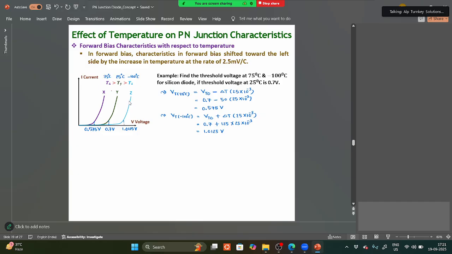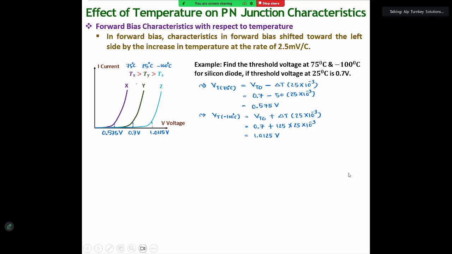Next we will see the effect of temperature in a PN junction diode. I told you there is an effect of temperature in forward bias condition, and in reverse bias condition also there is an effect of temperature. So we will discuss what this effect of temperature is during forward bias and reverse bias conditions.